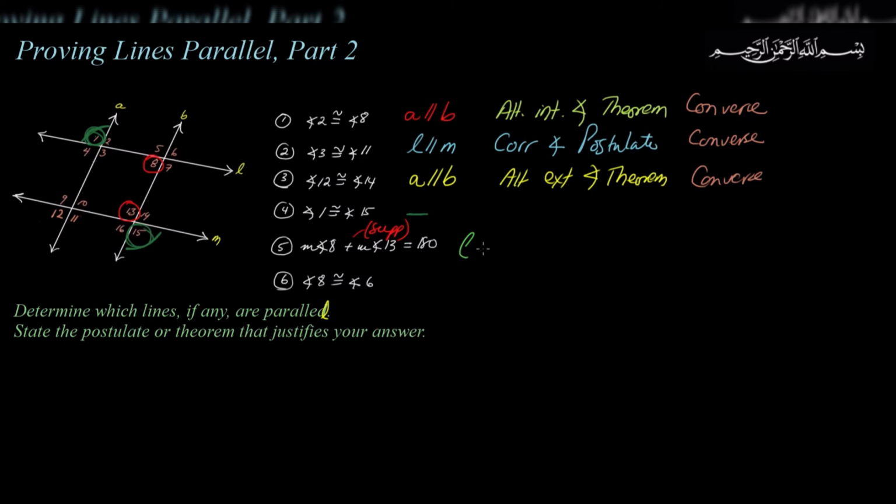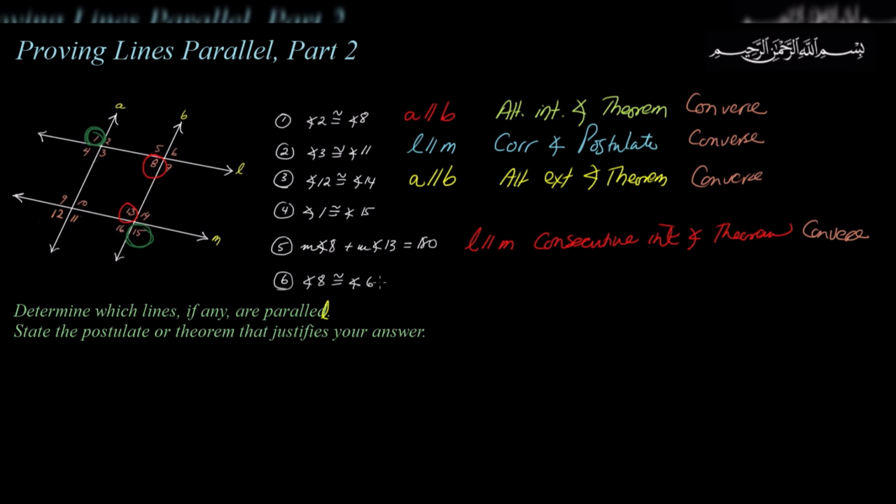So we can conclude that L, let me write it this way. All right, so I'm sorry about this. So we can say L is parallel to M. All right, L is parallel to M because of the consecutive interior angle theorem converse. Okay? Let me write that neatly over here. So we said L is parallel to M, and this is because of the consecutive interior angle theorem converse again. All right, consecutive interior angle theorem.